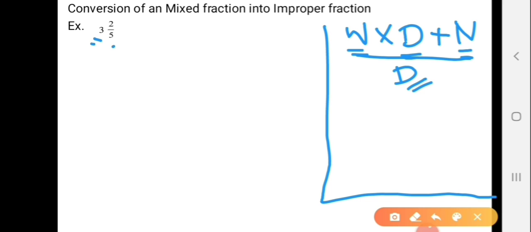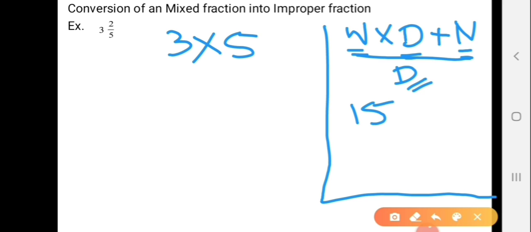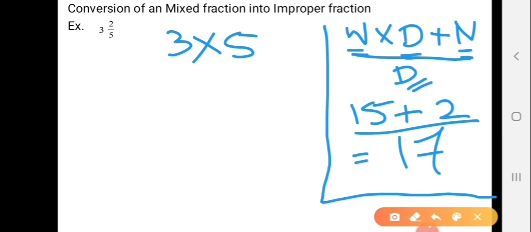Okay, so W multiplied by D, whole multiplied by denominator. So here 3 is the whole, 5 is the denominator. So we will just multiply those both. 3 multiplied by 5 we get 15, right? And now again it is added by the numerator. So 15 plus 2 is equal to 17. So our final answer will be 17, and as I told you before, the denominator remains the same.